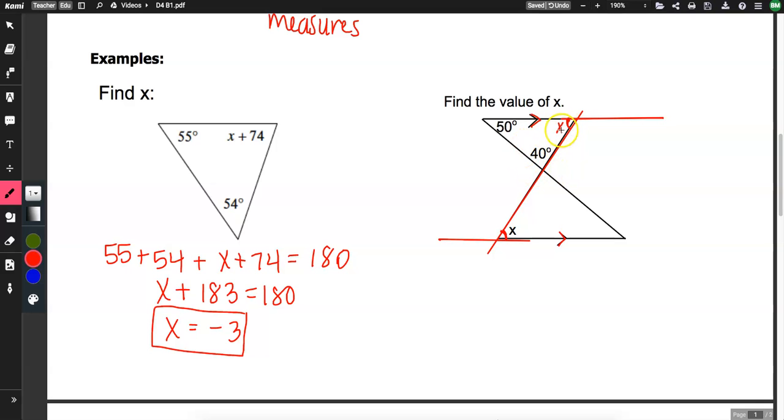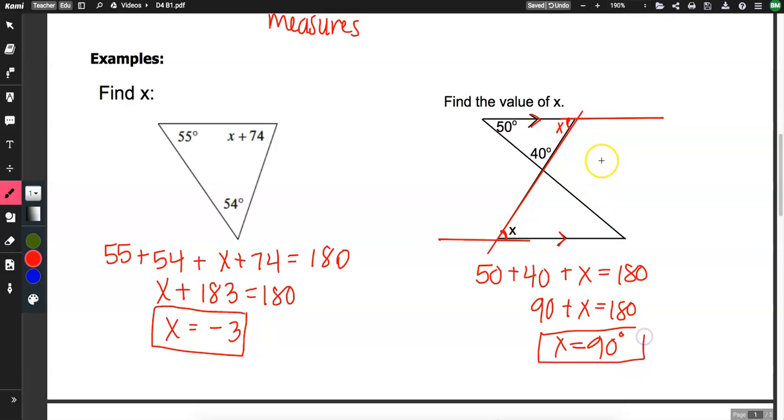So now I have an x at the top, 2 other angles of my triangle, 50 plus 40 plus x equals 180, 90 plus x equals 180, x equals 90 degrees. Don't be frustrated that the picture does not represent that. It's fine. A lot of times the pictures don't look like what we actually calculate. It doesn't look like a right angle, but it is.